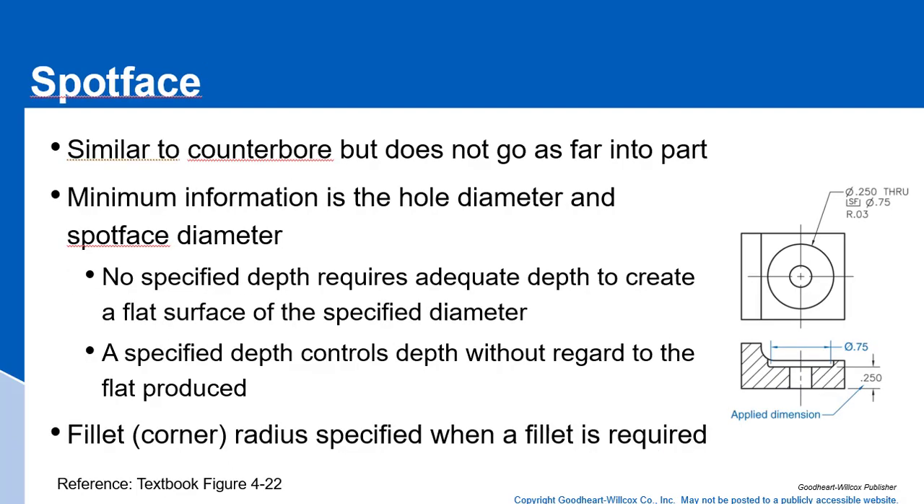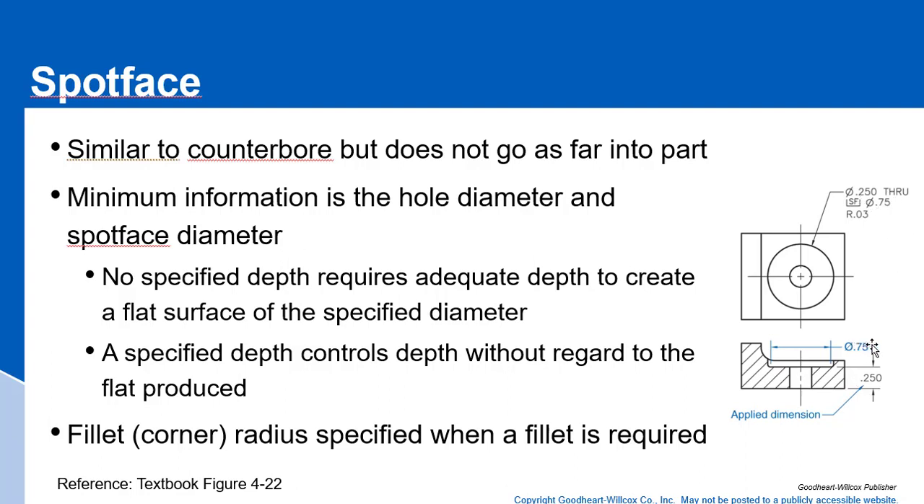Here's another type of feature. It's called a spot face. It's very similar to a counterbore, but really it's not. It's just really to give you a cleanup where you can use a washer. You have a flat bearing surface for your fastener. The minimum information is the hole diameter and the spot face diameter. Now the spot face diameter really just goes to the flat. If you have a corner radius here, that corner radius is in addition to the spot face diameter.